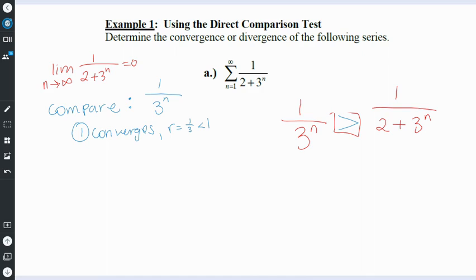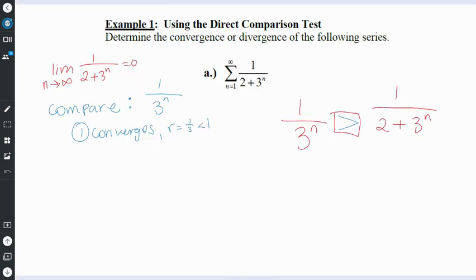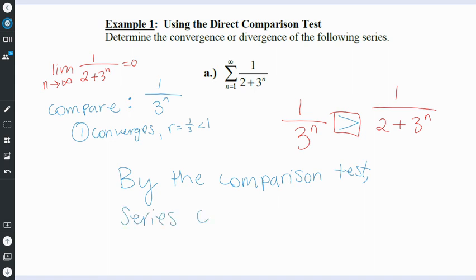So 1 over 3^n, is our comparison larger or smaller? Larger. So what does that say about the smaller series? It also converges. So by the comparison test, the series converges.